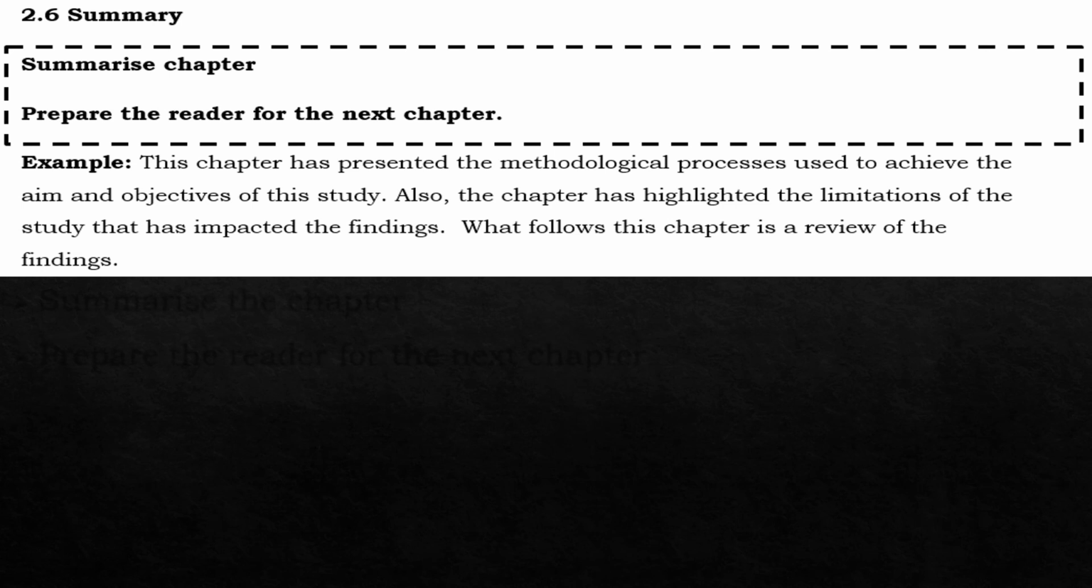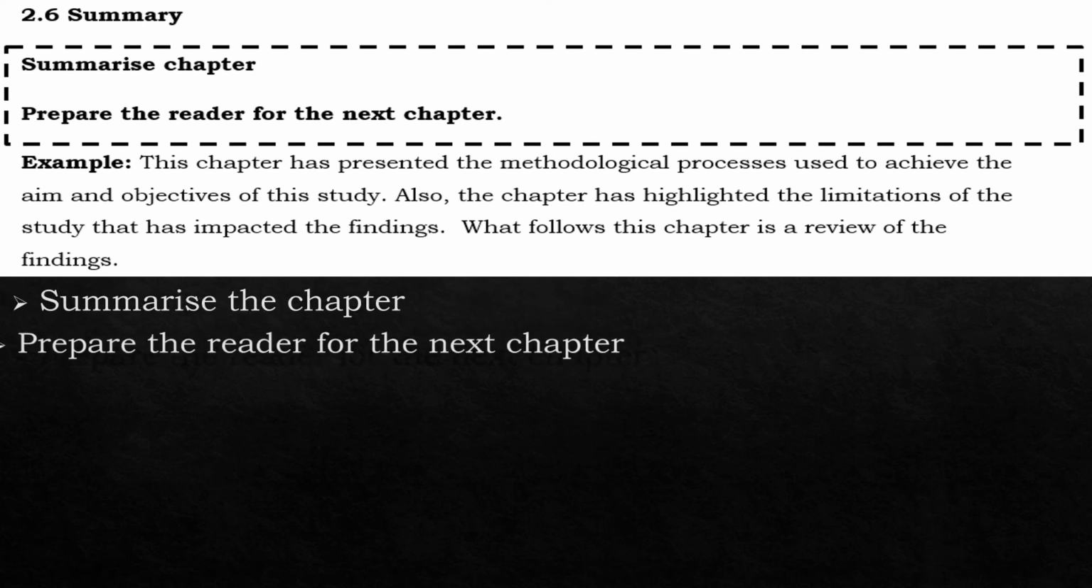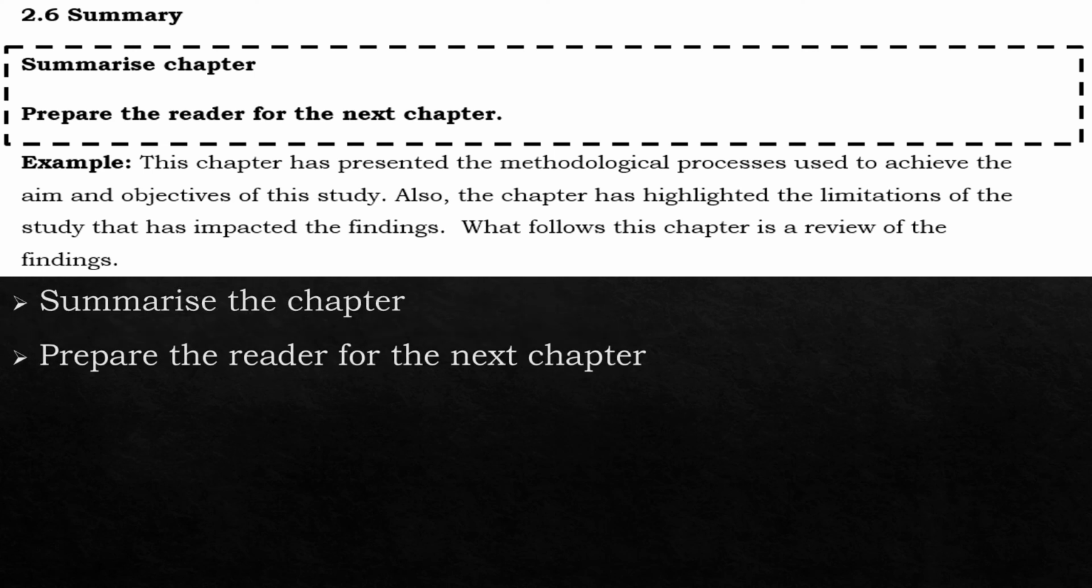Coming to the end of chapter 2, it's very important that you summarize the chapter, that you provide a mini conclusion, a mini summary right at the end of the chapter, and keep it very simple and to the point. Don't make it too long, but also after you summarize the chapter, prepare the reader for the next chapter. In this example, the student has written, what follows this chapter is a review of the findings. So they're leading the reader and preparing the reader for chapter 3. This is very important.